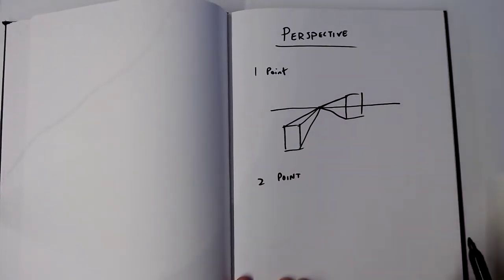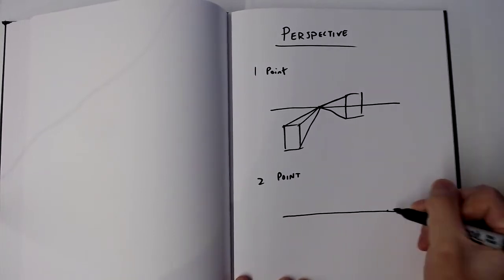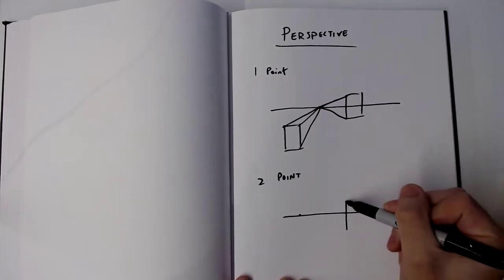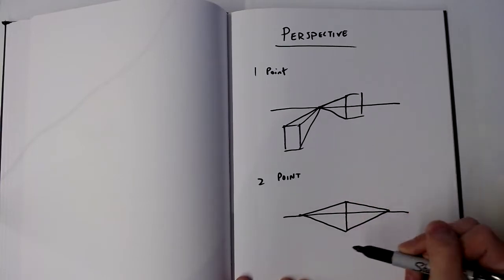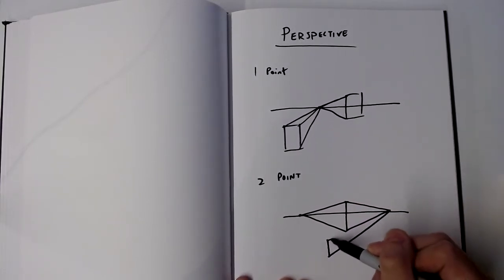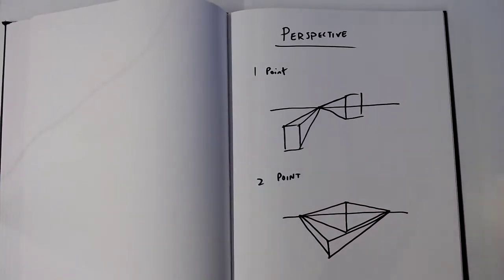Two point is a horizon line, vanishing point, and then converging this way. You think of it kind of like you're standing on the corner of a street and you're looking down two streets at the corner of a building.